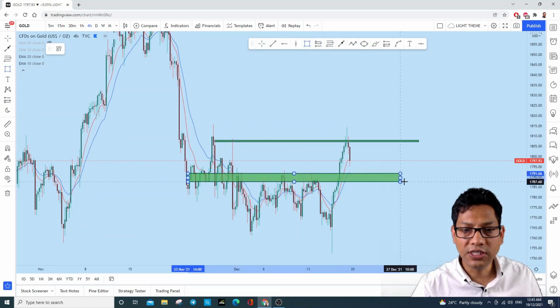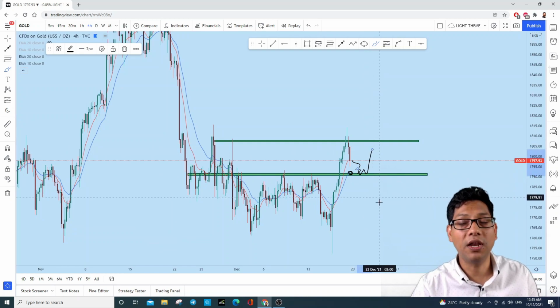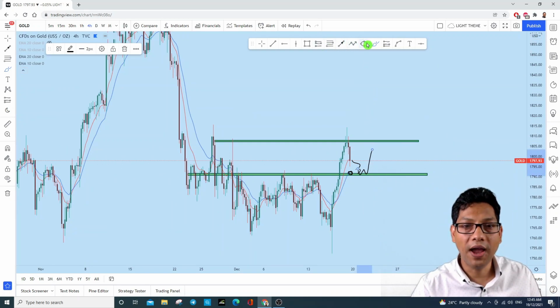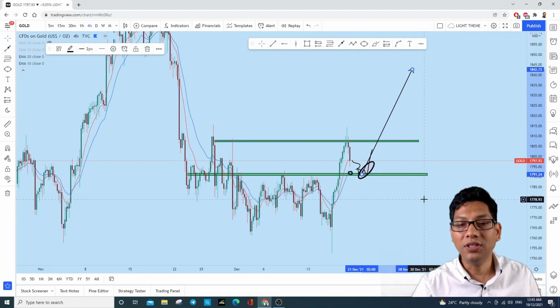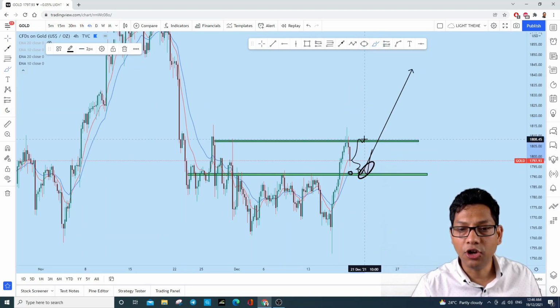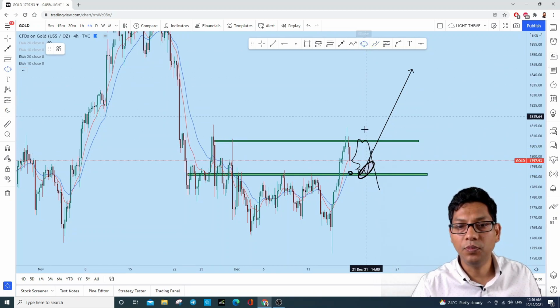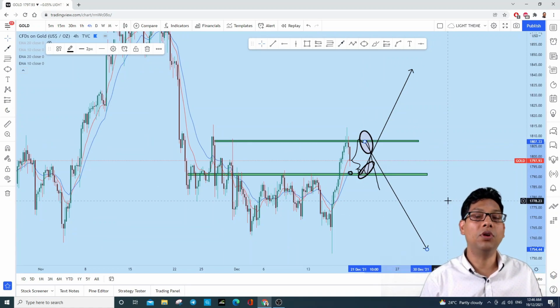Let's see, if gold drops from here without going up, tests this 20 period moving average, and then creates a double bottom on the lower time frame or an inverted head and shoulders, then we will buy gold from here. That means it has come for a retracement, completed the retracement, and will go further up. On the other hand, if gold starts to rise from here and creates a double top, and when it completes the double top and can't make it up anymore, then we will go short from here with a very good risk to reward ratio.